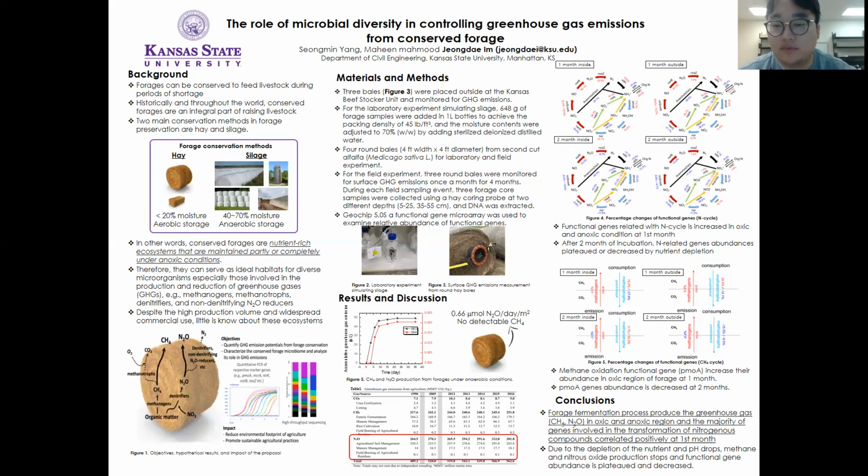From this result, we can draw 2 conclusions. First, the forage fermentation process produced greenhouse gas in oxic and anoxic regions, and the majority of genes involved in the transformation of nitrogenous compounds correlated positively in the first month. And second, due to the depletion of nutrients and the pH drop, methane and nitrous oxide production stops and functional gene abundance plateaued and decreased. That's for today. Thank you so much.